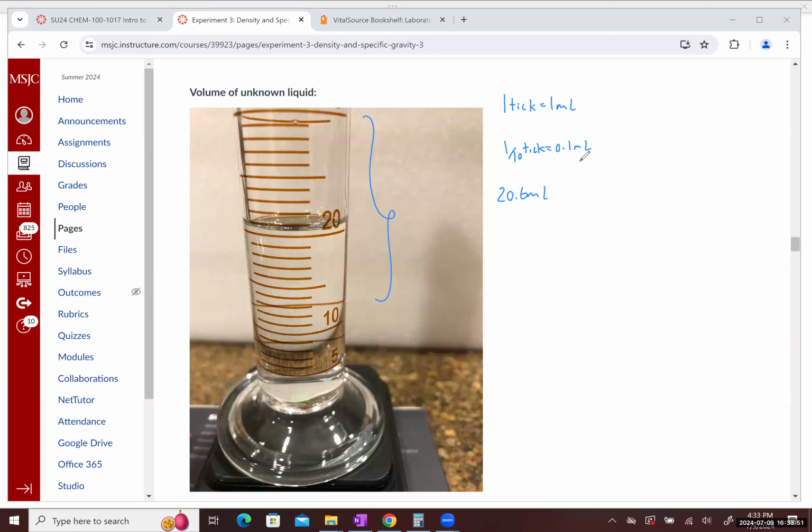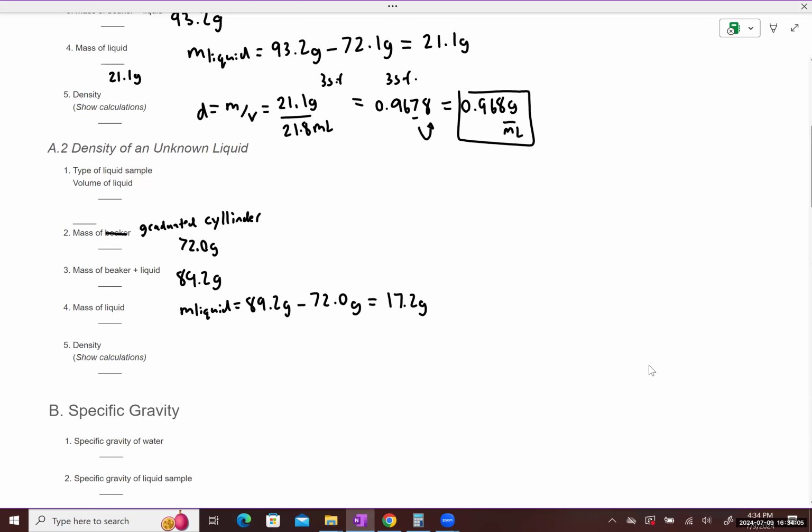20.6 milliliters would be a reasonable estimate. And of course, your measured values may be slightly different. Okay, so let's now transfer this. So we have a volume of 20.6 milliliters. To calculate density, we have to take the mass over volume. So we have 17.2 grams over 20.6 milliliters.